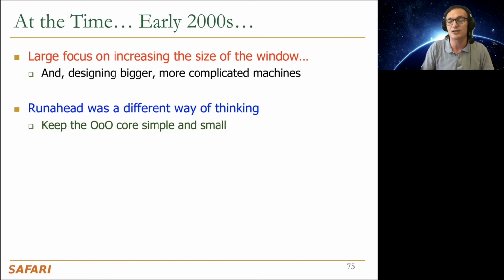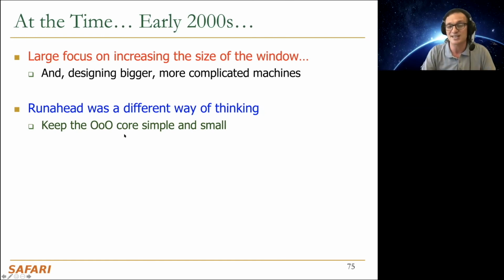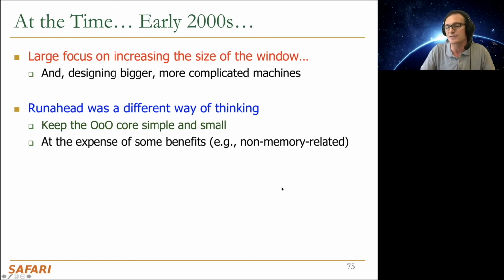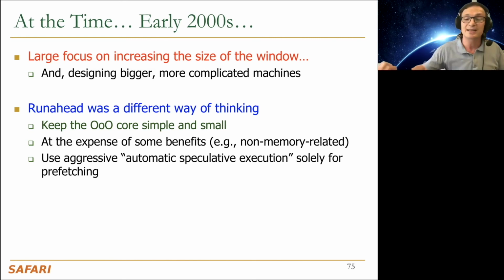The thinking, the philosophy was very principled, in my opinion. We talk about principles a lot in this course, right? And our principle was keep the out-of-order core simple and small, at the expense of some benefits. Give up some of the benefits, like non-memory related benefits, but use aggressive automatic speculative execution. Execute ahead in the main program solely for prefetching purposes.